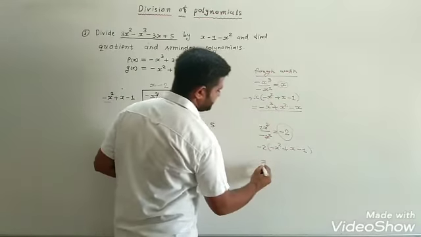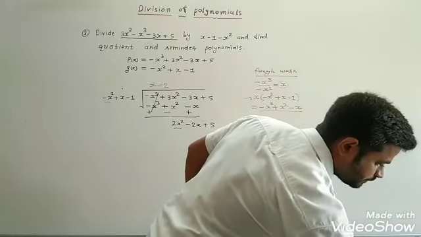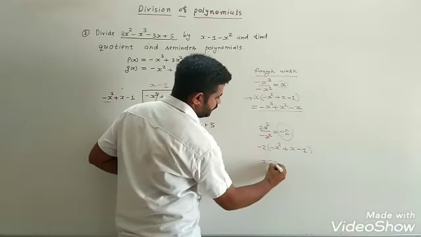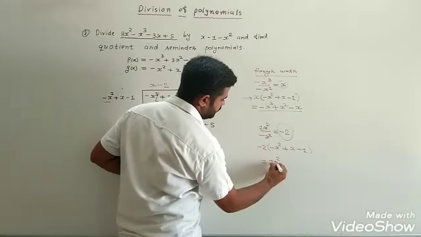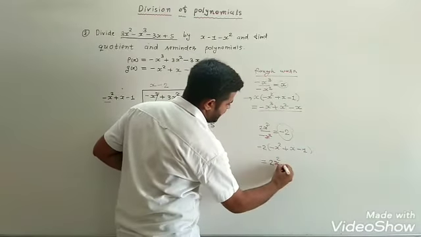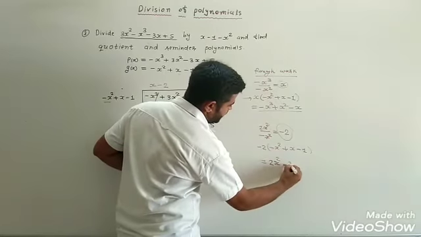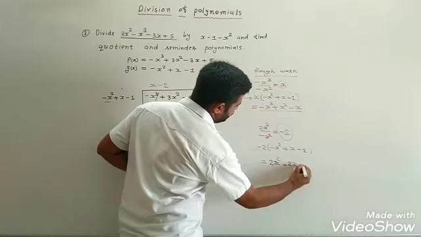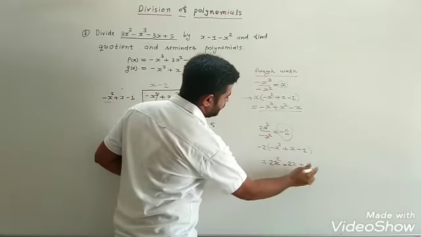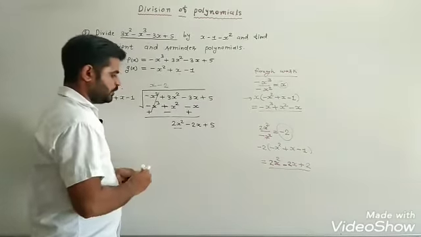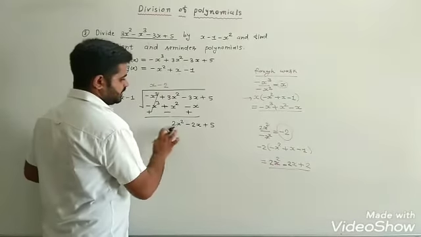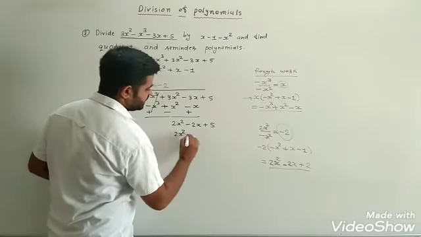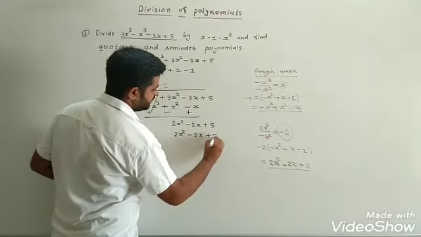If you leave this bracket, then minus into minus is plus, so 2x square. Now minus into plus is minus, 2 into x, we have 2x, and minus into minus is plus, 2 into 1, only 2. You have to put this value here. So here is 2x square minus 2x and plus 2.